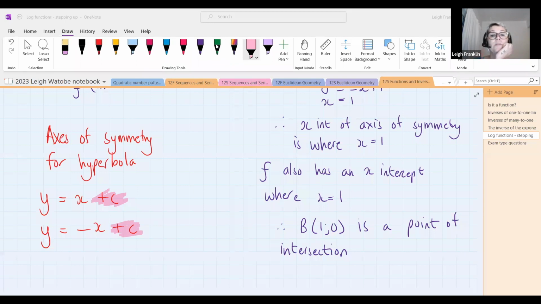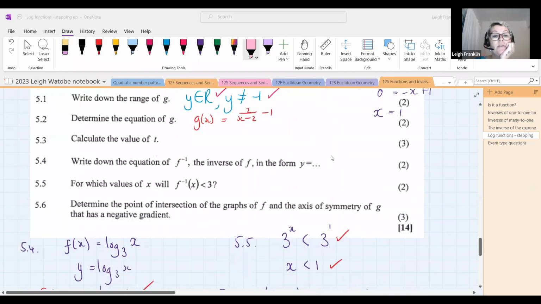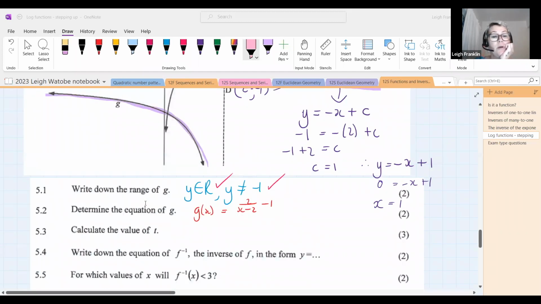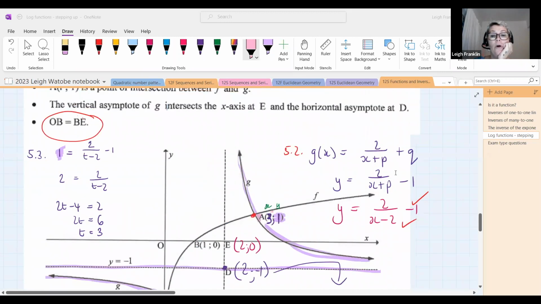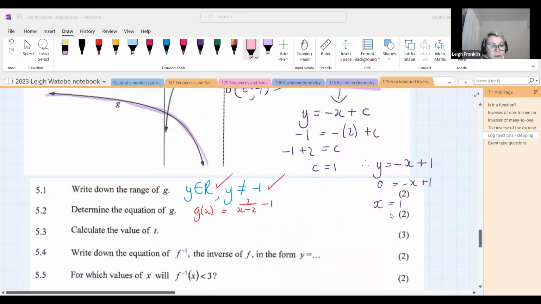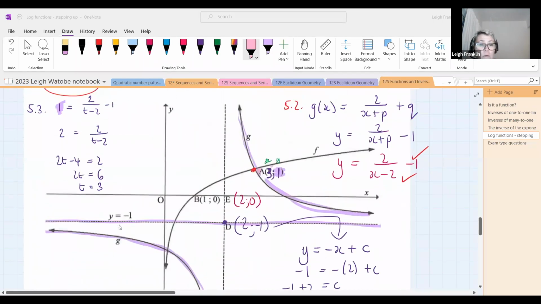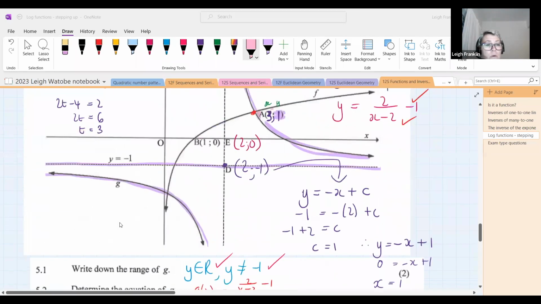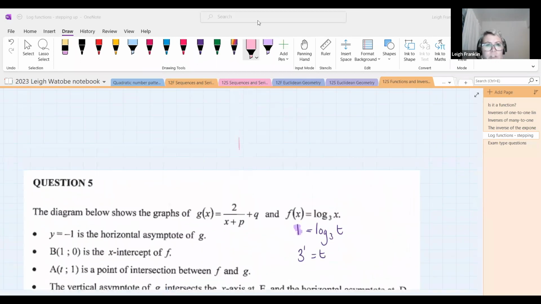All right, Cabello, you asked a question. Could you use the log equation to solve for t at 5.2? At 5.2, no, because there they wanted you to calculate or determine the equation of G. So no, Cabello, you wouldn't be able to do that. You could use the log equation in 5.3 to calculate the value of T. I don't know if I'm answering your question, Cabello.